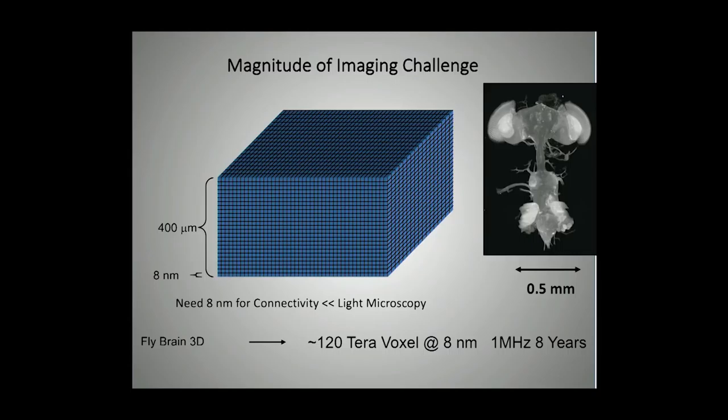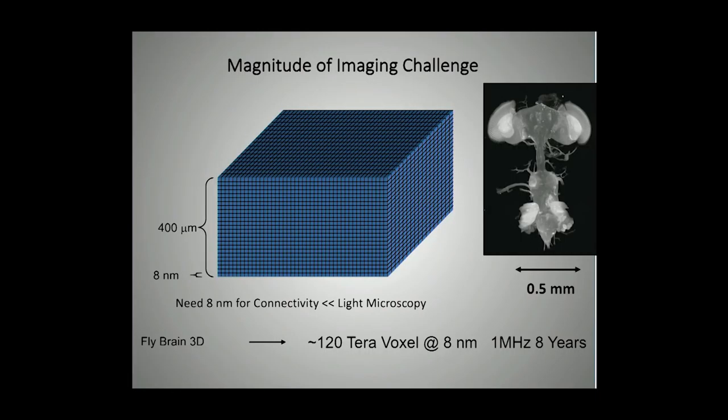But if you just quickly look at the numbers, how many voxels, how many pixels are there? 8 nanometers compared to half a millimeter, they're lots. It's a good fraction of a petabyte, and if you're acquiring the data at a modest rate of a megahertz, then you'd be acquiring data for 8 years, even for something as simple as a fruit fly brain.